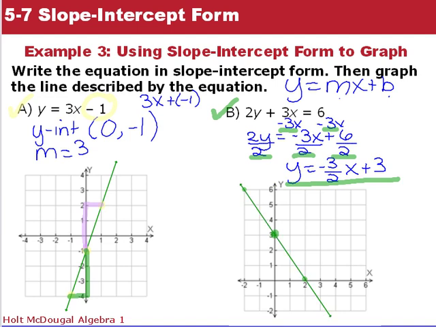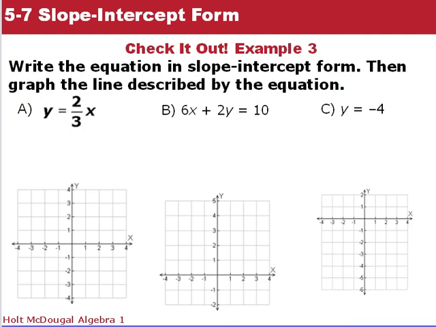Okay, so drawing our line in, but just again to check, make sure we've got it right. From here, we went down 3, 1, 2, 3, and over 2. We went up 1, 2, 3, and over 2. That would work, and so we did good there. Now you have 3 check-it-outs to do. Again, write each of those in slope-intercept form, and then graph the line.